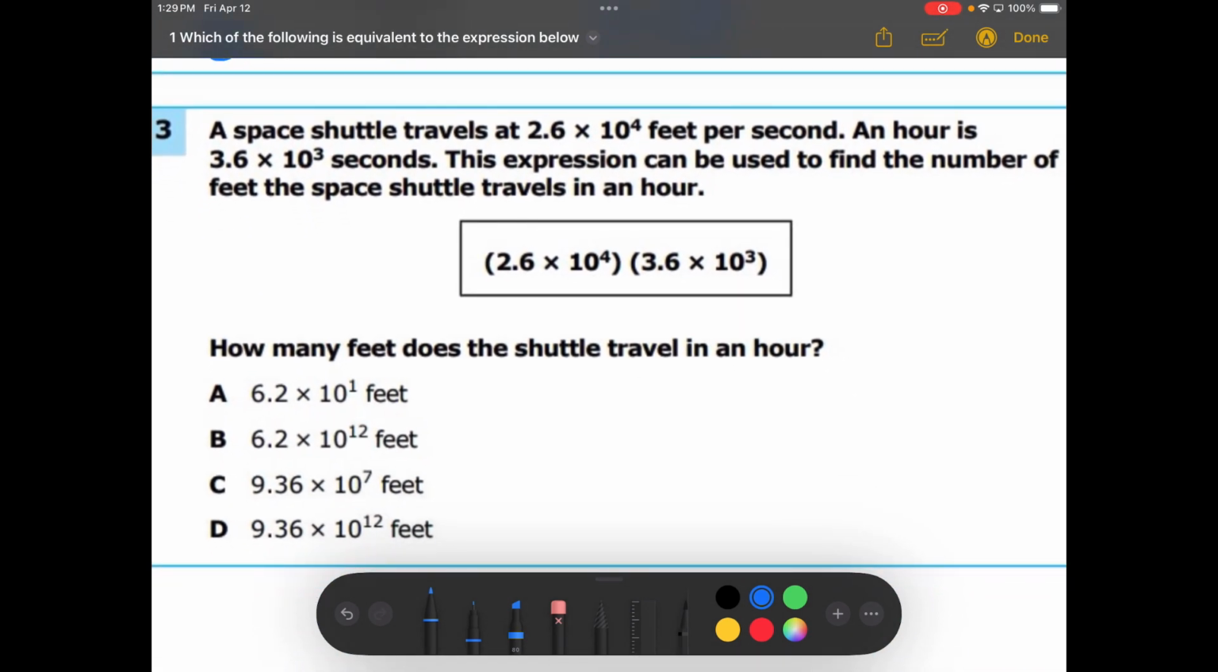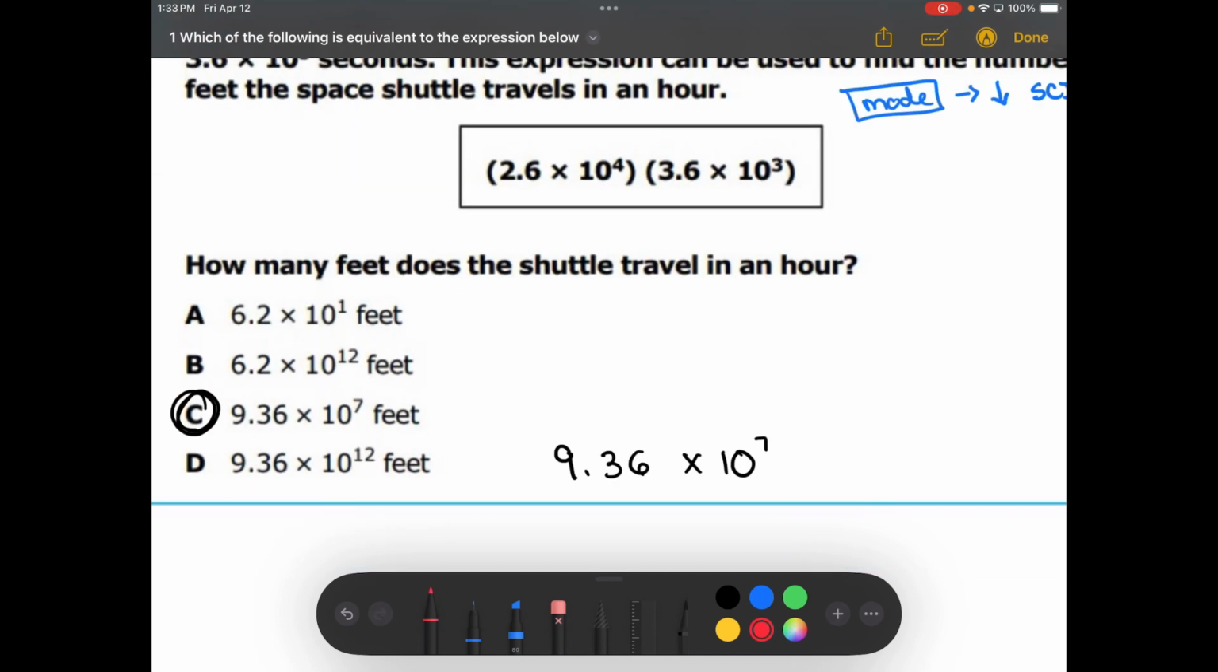Now, number 3 is another scientific notation question. A space shuttle travels at 2.6 times 10 to the 4th feet per second. An hour is 3.6 times 10 to the 3rd seconds. This expression can be used to find the number of feet the space shuttle travels in an hour. How many feet does the shuttle travel in an hour? When you are multiplying, you're going to multiply the two rational numbers. So that's 2.6 times 3.6 is where you got 9.36.